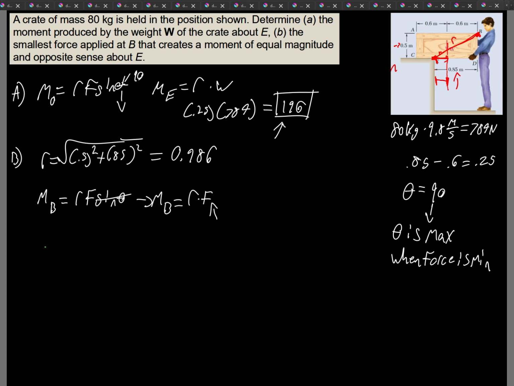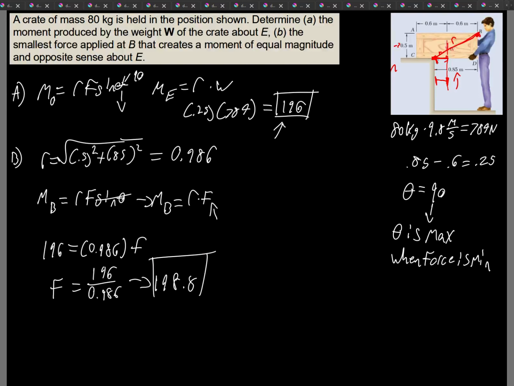So we do 196 equals 0.986 times F. This is the force we're looking for. So F equals 196 over 0.986, which becomes 198.8. And that is how you solve this problem.